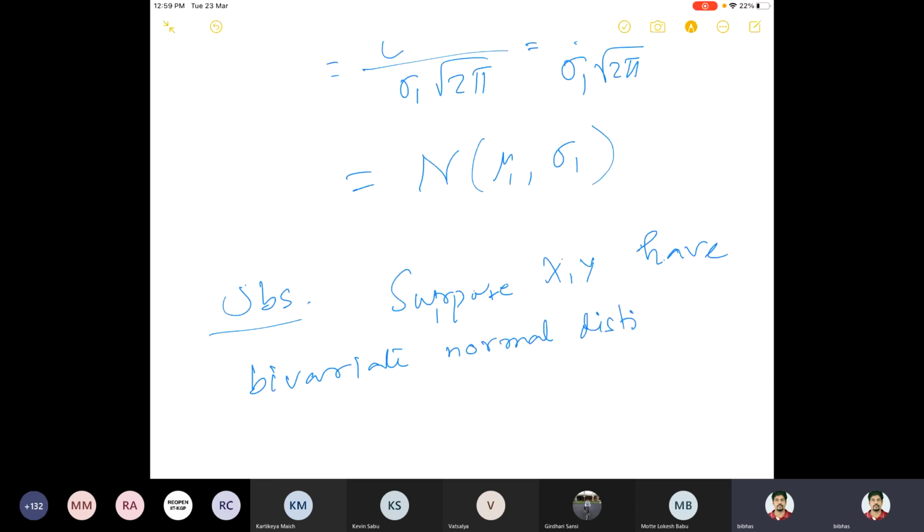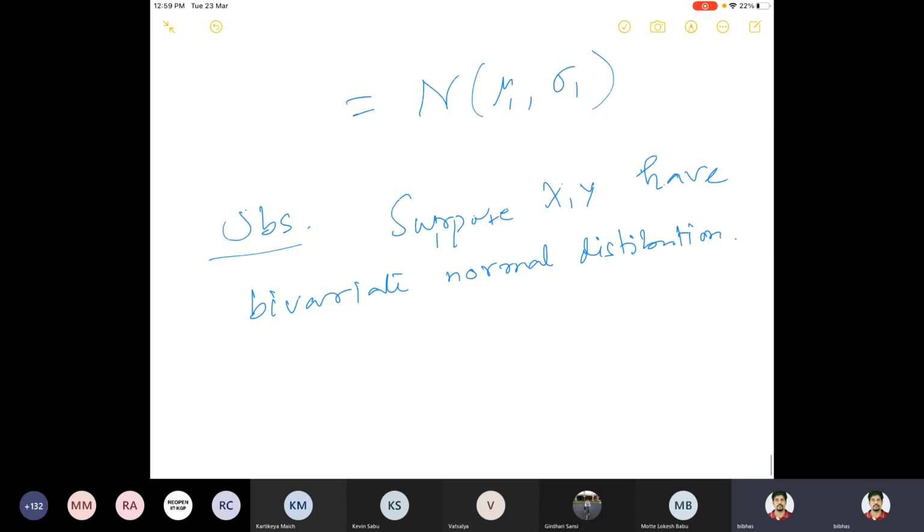And then what we have seen is that the marginals are also normal. But what about the conditional density function, let's say of y, or let's say x? Then we say the conditional... this is the formula I'm giving, but it can be proved.